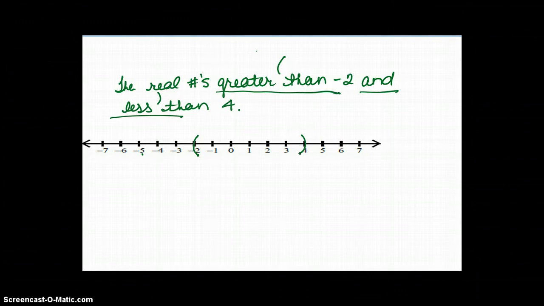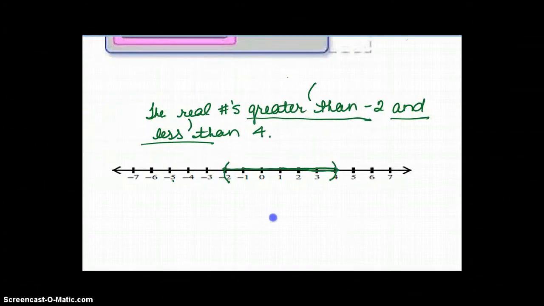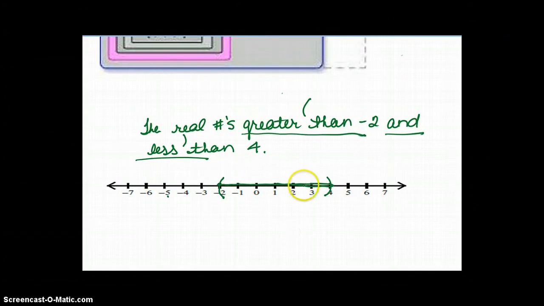Now, because all of the real numbers in between are anything we can graph on a number line, we're going to create a solid line in between them. That means that if I went to 2 and 7/8, whoops, sorry about that. If I went to 2 and 7/8, right about there, that's going to fit in. That's a real number that is greater than -2 and less than 4. And the parentheses say, I'm not including -2 and 4.